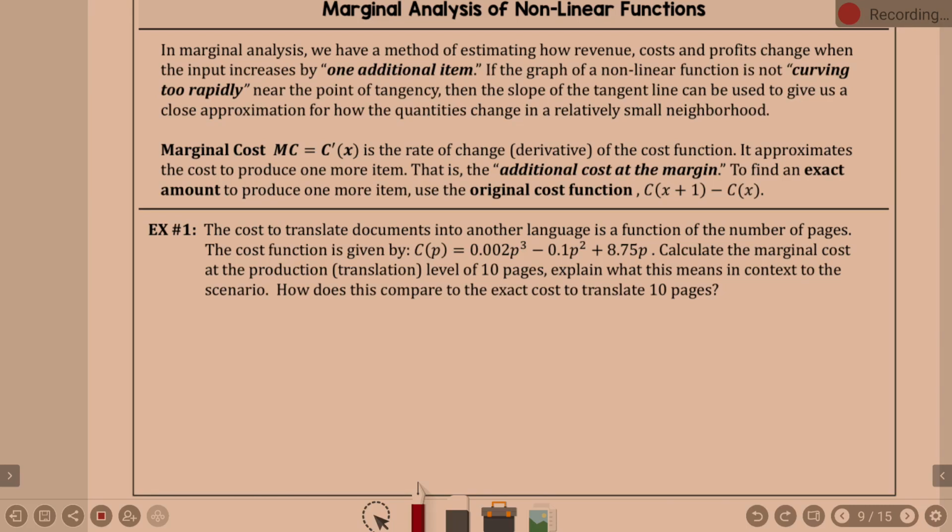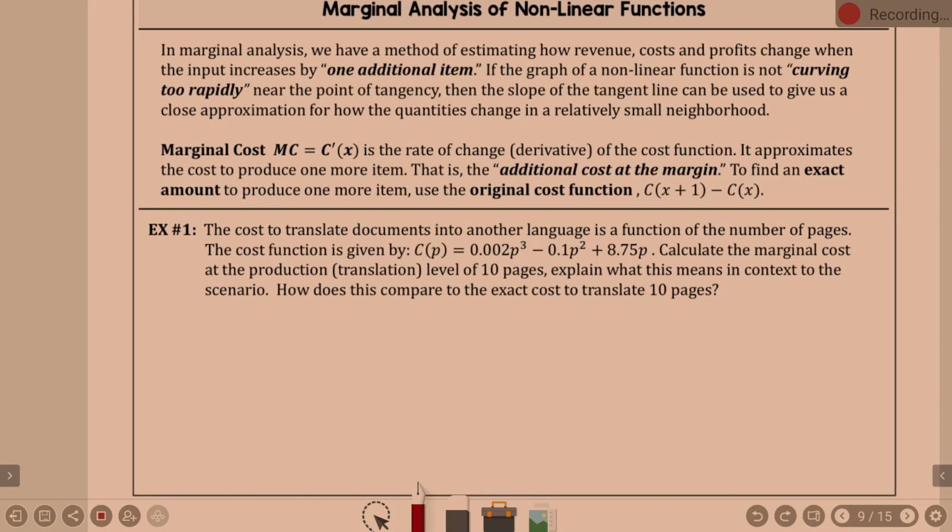Marginal cost, abbreviated as MC, is equal to C prime, the derivative of cost. Marginal cost is the rate of change of the cost function, thus the derivative. It approximates the cost to produce one more item. That is the additional cost at the margin. To find an exact amount to produce one more item, you use the original cost function.